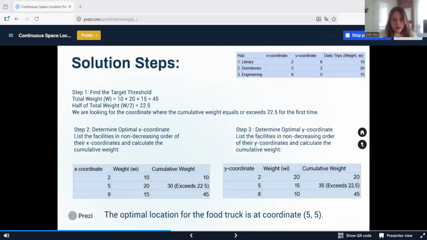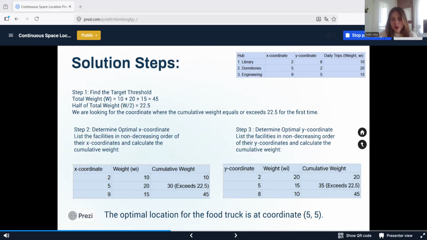Step 2, finding the x median. We list our buildings by their x coordinates from smallest to largest: 2, 5, and 8. Then we keep a running total of the weights. At x equals 2, we have 10. At x equals 5, we have 20, to get 30. 30 is bigger than our target of 22.5, so our best x equals 5.